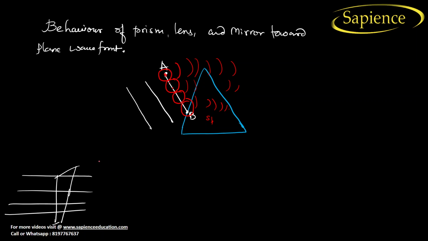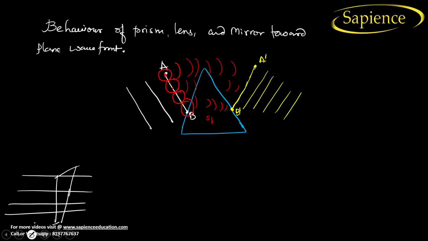So the time at which B reaches this point, that is B dash, at the same time A will reach this position, that is A dash. So finally you will get a new wavefront, and this will be like this. This will again be like this, like this, like this. So in this way it will move up. So these are the behaviors of the wavefront.